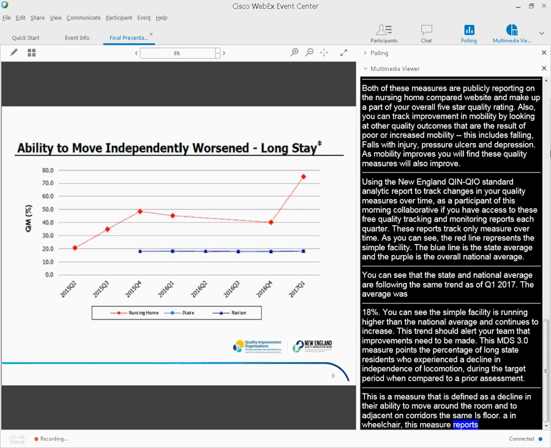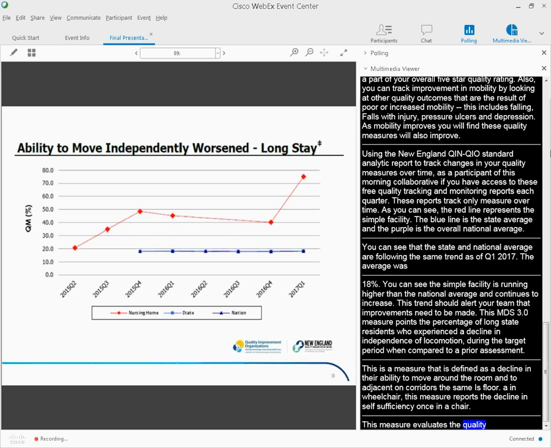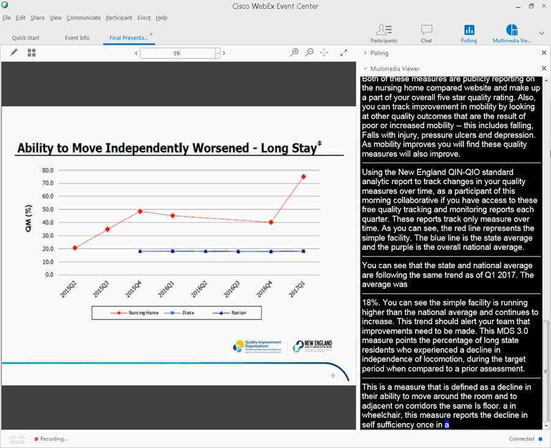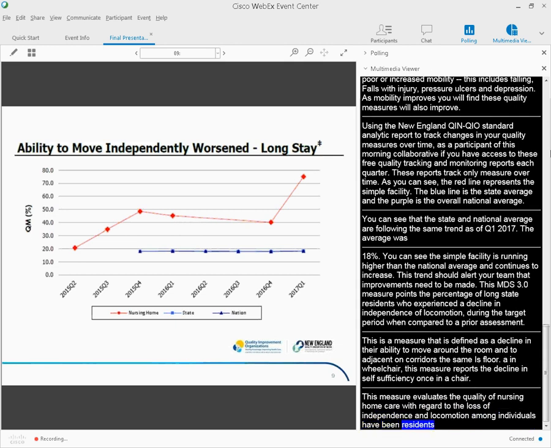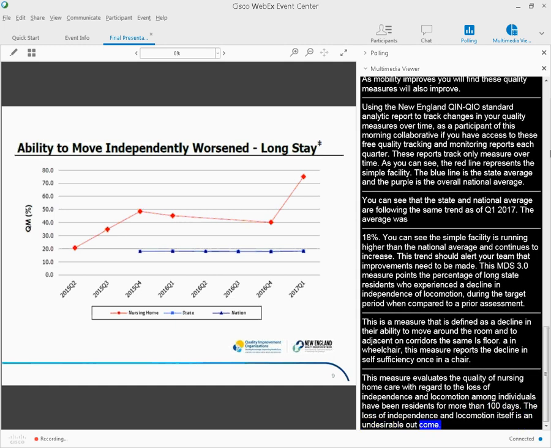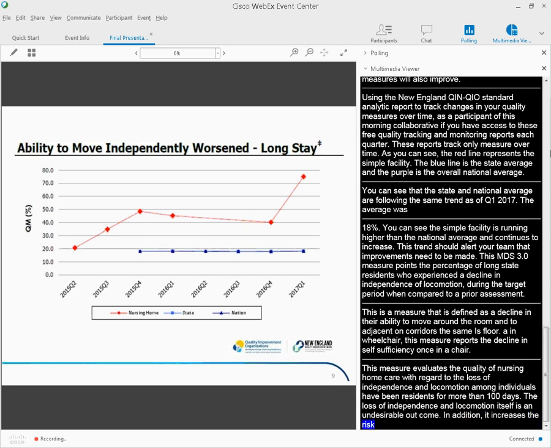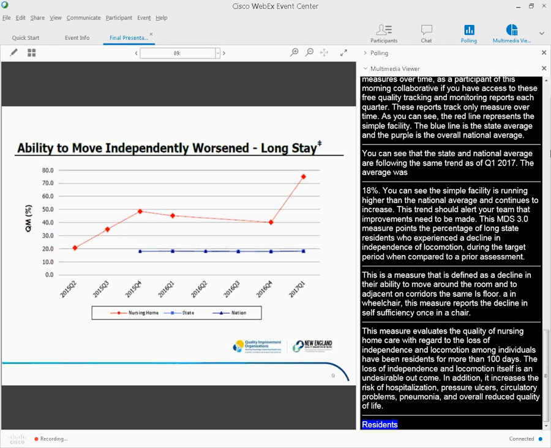Now, this long-stay measure evaluates the quality of nursing home care with regard to the loss of independence in locomotion among individuals who have been residents of the nursing home for more than 100 days. The loss of independence in locomotion itself is an undesirable outcome. Additionally, it increases the risk of hospitalization, pressure ulcers, circulatory problems, pneumonia, and overall reduced quality of life. Residents who have declined in independence in locomotion also require more staff time than those who are more independent.